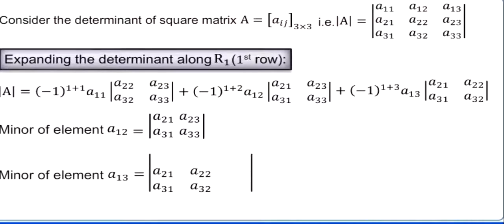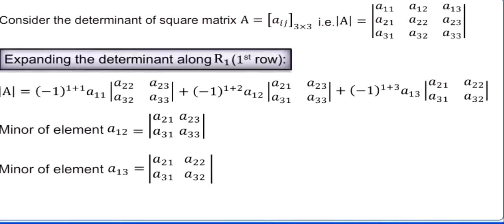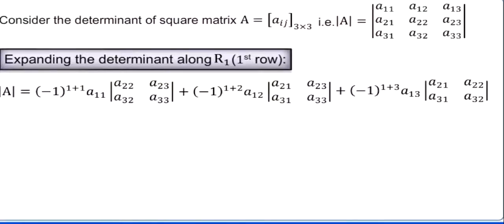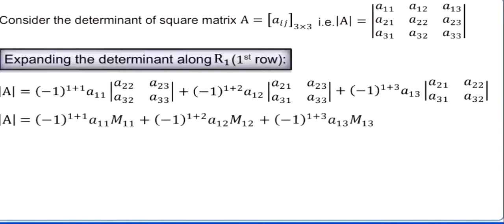In the same way, the minor of the other elements of matrix A can be found. Now, let's get back to the expansion of determinant of A along the first row. In terms of minors, determinant of A can be written as shown.